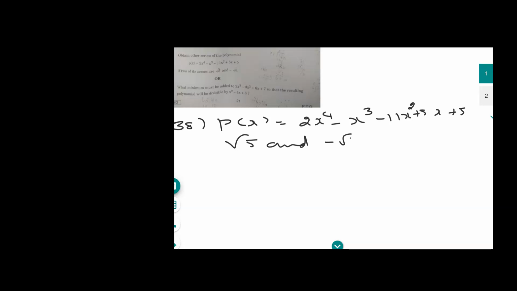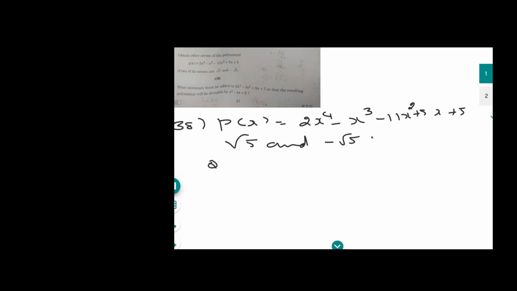Coming to the 38th question. Obtain the other zeros of the polynomial p of x is equal to 2x to the power 4 minus x cubed minus 11x squared plus 5x plus 5. To find the other polynomial to be divided, the roots are given as root 5 and minus root 5.